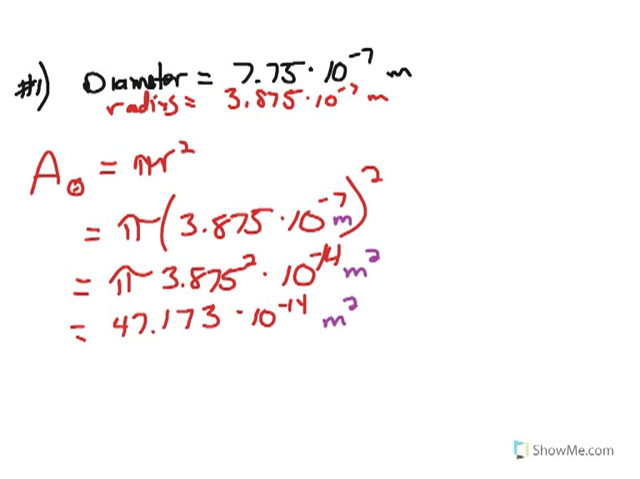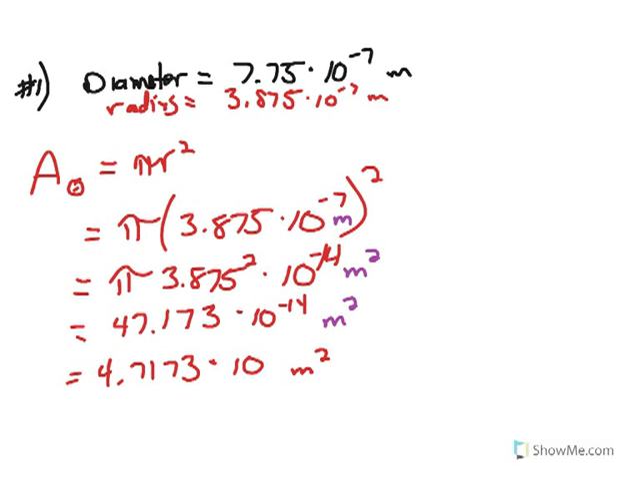We're supposed to express this in scientific notation. Is this in scientific notation? It is not. 47 is bigger than 10. So we have to change it. Put the decimal place one place to the left. It's 4.7173 times 10 to the something m squared.